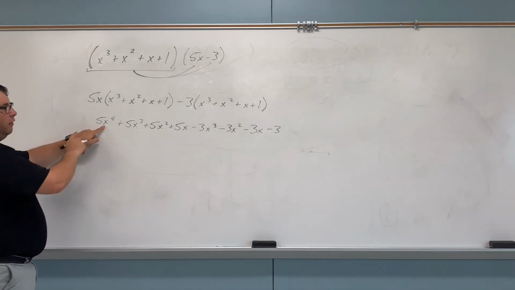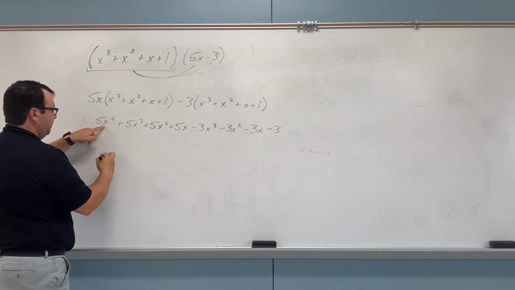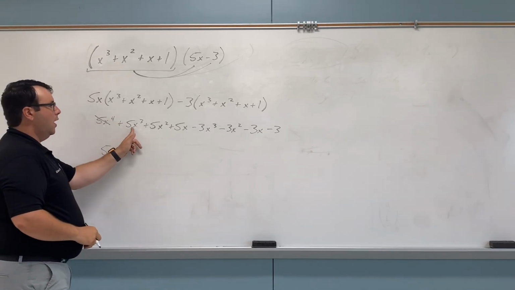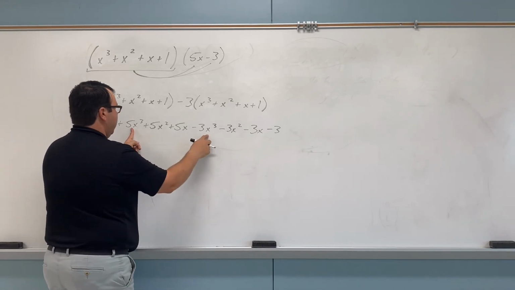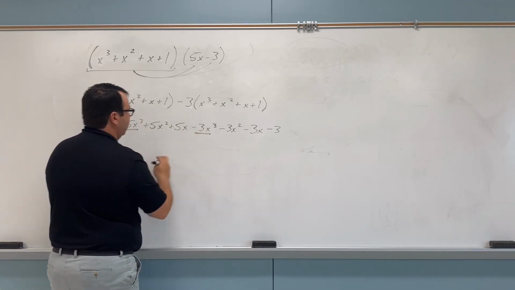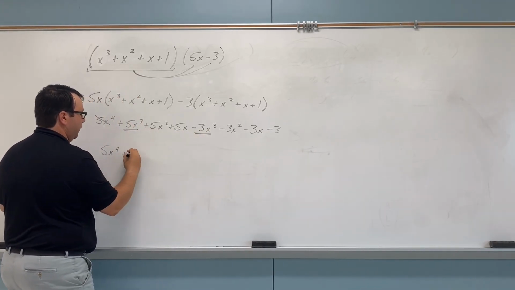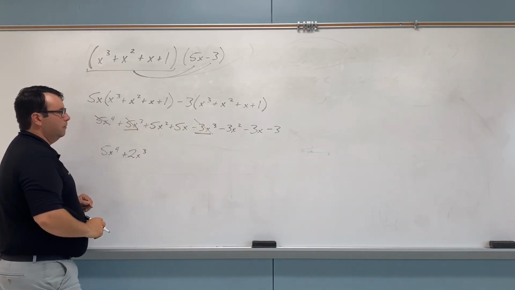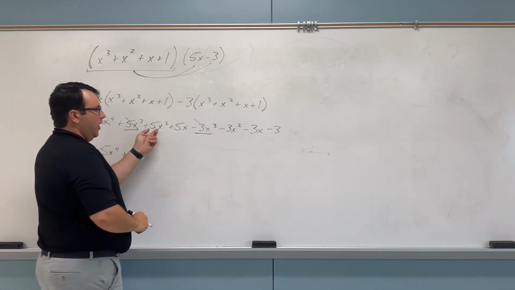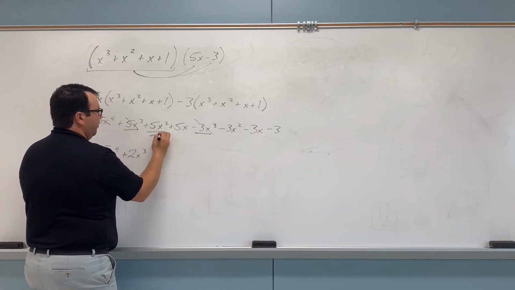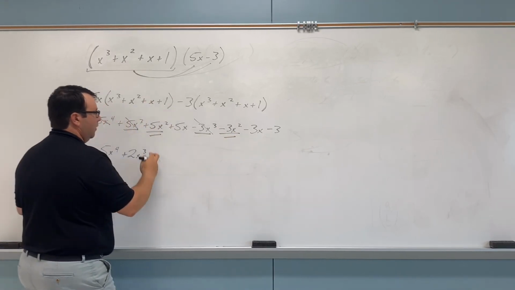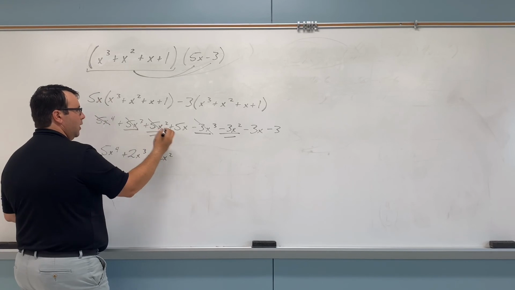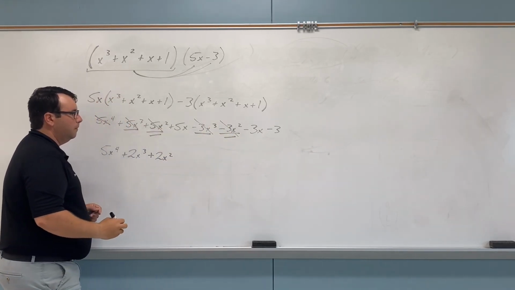This is the only x to the 4th that I see in the entire problem. So I have 5x to the 4th. Cross it off. I have an x cubed and an x cubed, so that's my first underline. So 5 and negative 3 is a positive 2x cubed. I've used it, so I'm crossing it off. I have an x squared, another x squared, so I'm going to double underline those. 5 and negative 3 is a positive 2x squared. I've used them, so I'm crossing them off.